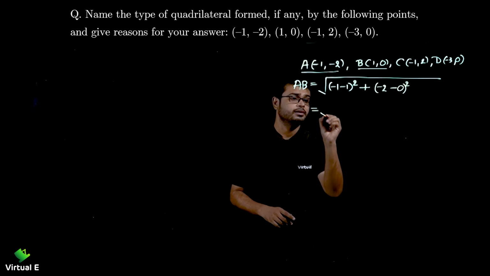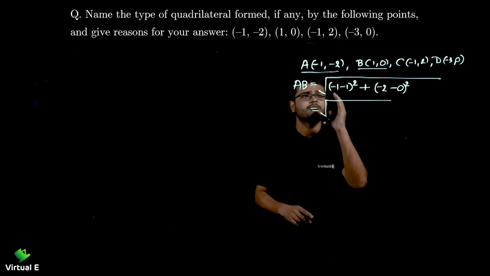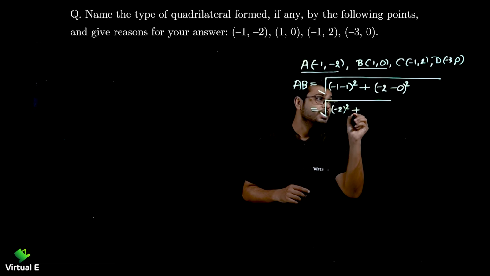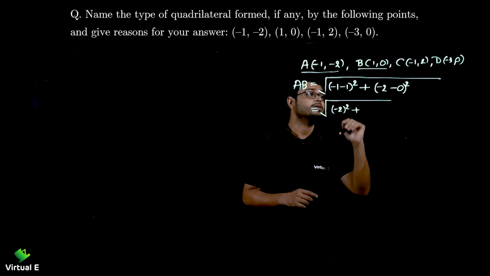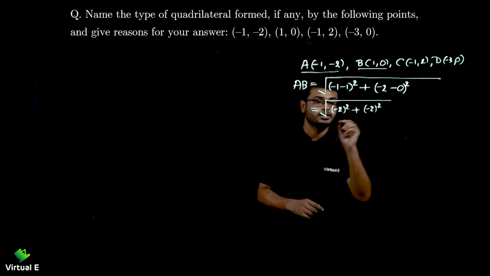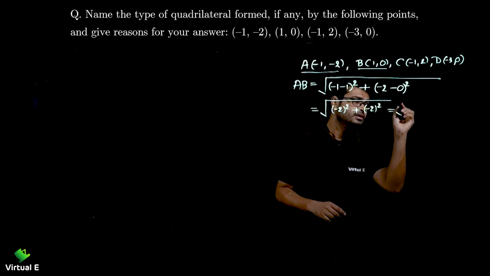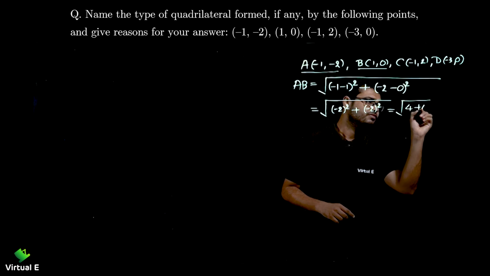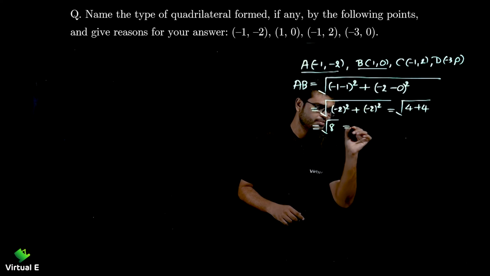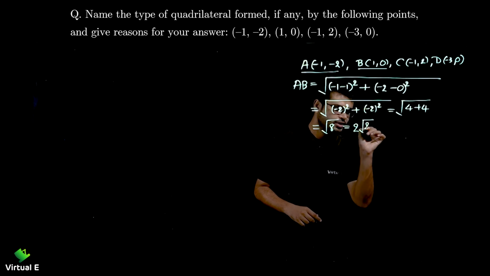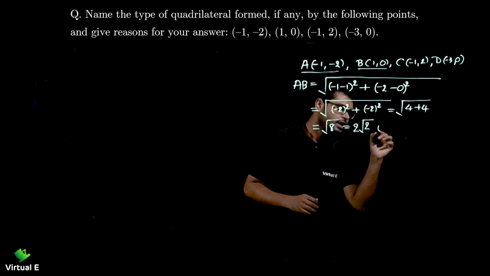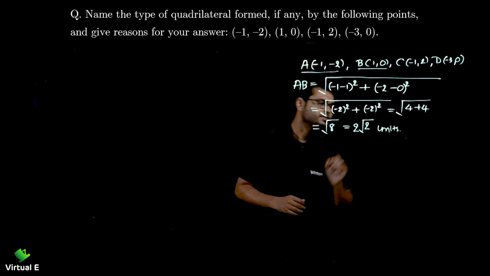Let's simplify. Square root as it is. -1 and -1, that will make -2 whole square, plus -2 and -0, that will make -2 whole square. So here the answer will be 4 plus 4. That will be square root of 8. And we know that we simplify as 2 square root of 2. Remember, square root of 8 always means 2 square root of 2. And here units. Don't forget to write this.